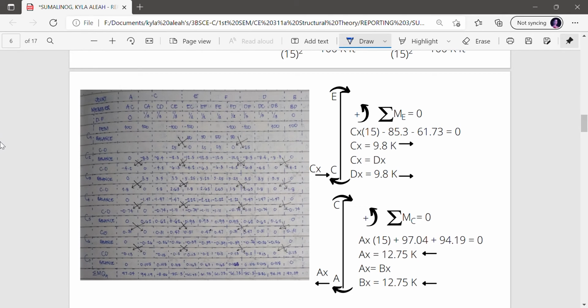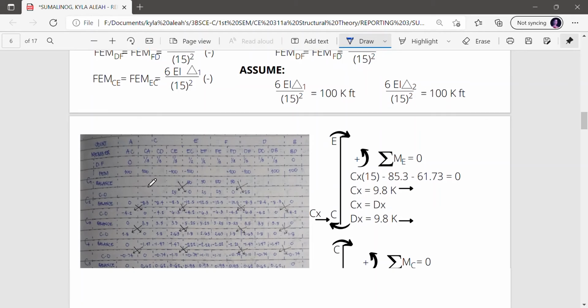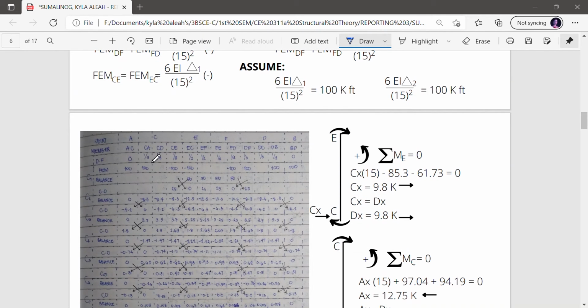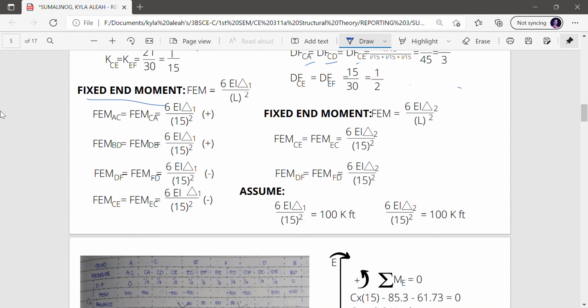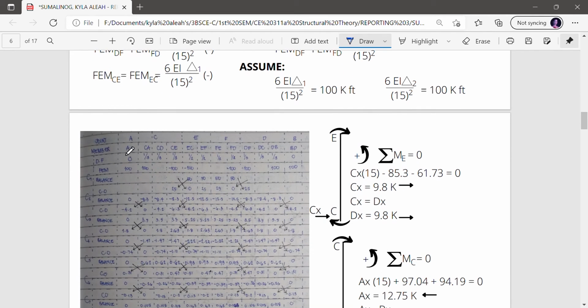So we have mentioned the distribution factors of these members, which are 0, 1/3, and 1/2. Plotting on the table, AC is 0, CA is 1/3, CD is 1/3, CE is 1/3, and on joint E, we have 1/2. On F is 1/2, and on D is 1/3, and on B is 0. So we already assumed the value of the fixed end moment, which is 100 kip-feet. Plotting it on our table, on joint A, that will be 100. On C is 100, CA is 100, CD is 0, CE is -100, and E is -100.